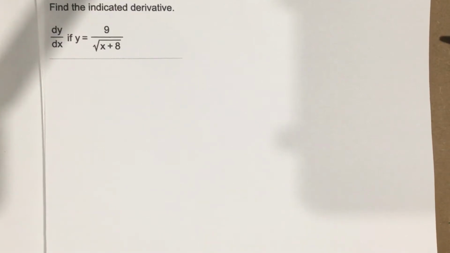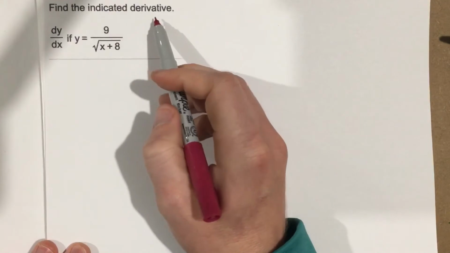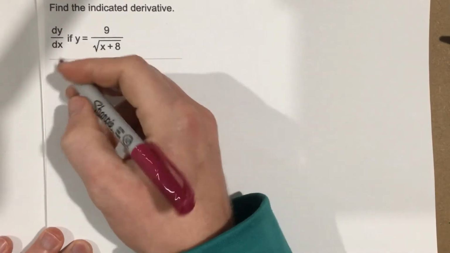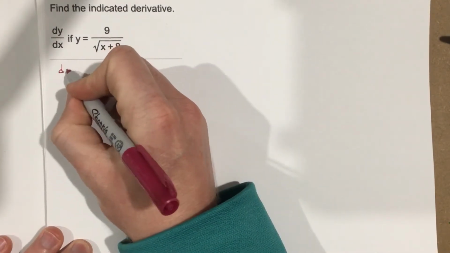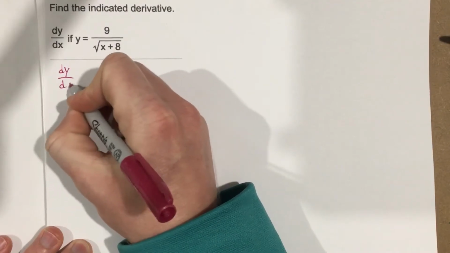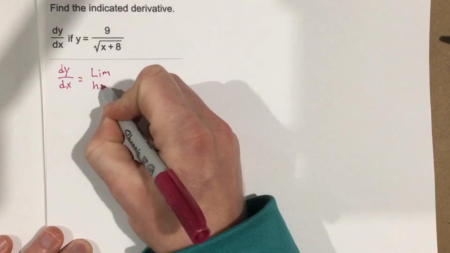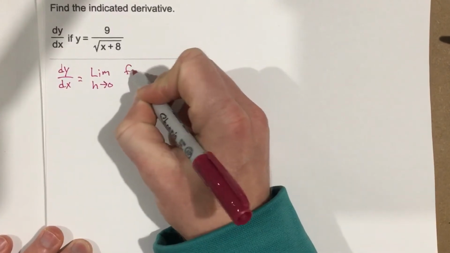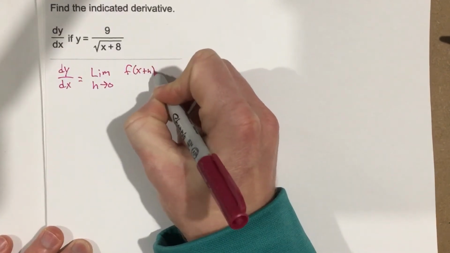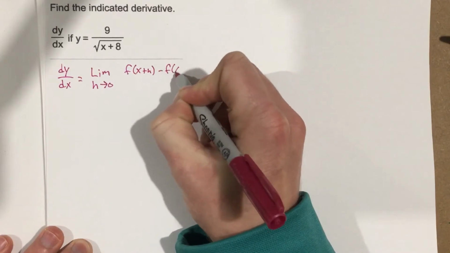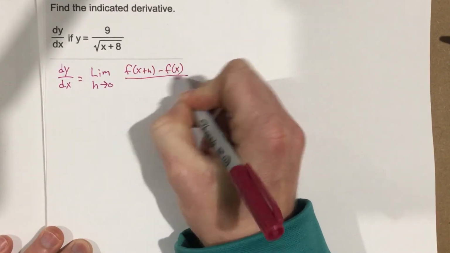This is problem number 5 from section 3.2. In this problem it says find the indicated derivative, and they want us to find dy over dx for this function. So let's use the definition, which is limit as h approaches 0 of f of x plus h minus f of x all over h.